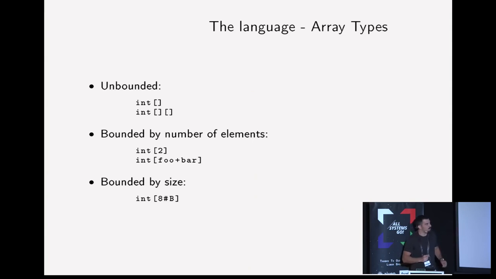Arrays are picky in POC, because to be honest, when I started it, I always thought, okay, arrays will be easy, and it is structs that are going to be painful to implement and design. Structs were easy. Arrays were the complicated ones, surprisingly. Basically, in POC, you have three types of array types in the language. You have unbounded arrays, which is an array of an undefined number of integers, for example, like in this example. Then you have arrays bounded by number of elements, which can be constant, like two integers, or can be variable.